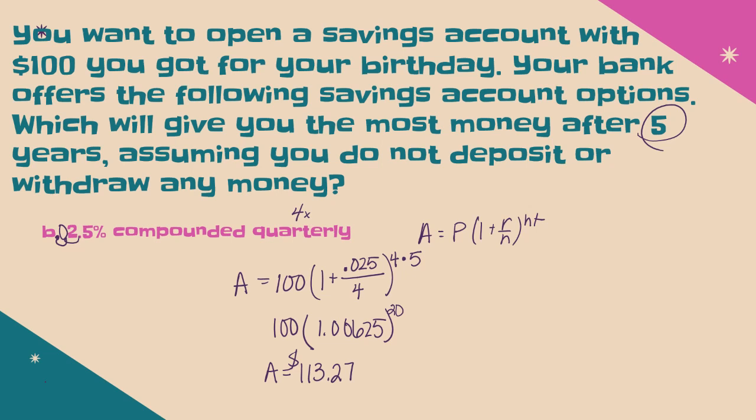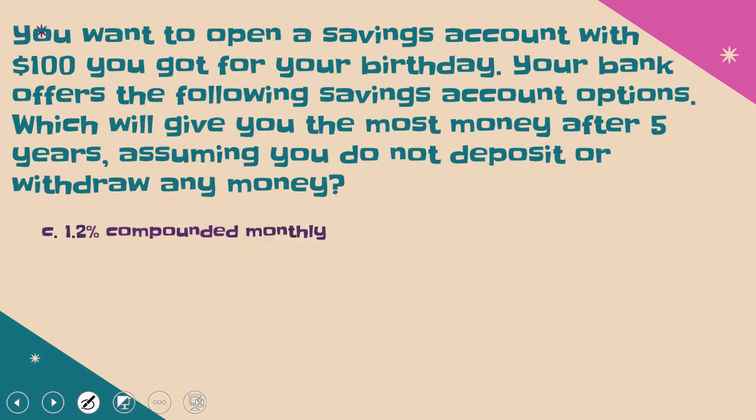So going back to my previous one, I had $121 in my account. So far, it seems like that's the better option, to do the 4% compounded once a year. But the bank is offering one more option. Let's see what it is. Now we're going to compound 1.2%, but we're going to do it monthly. Monthly, remember, would be 12 times per year. Let's put this into our formula.